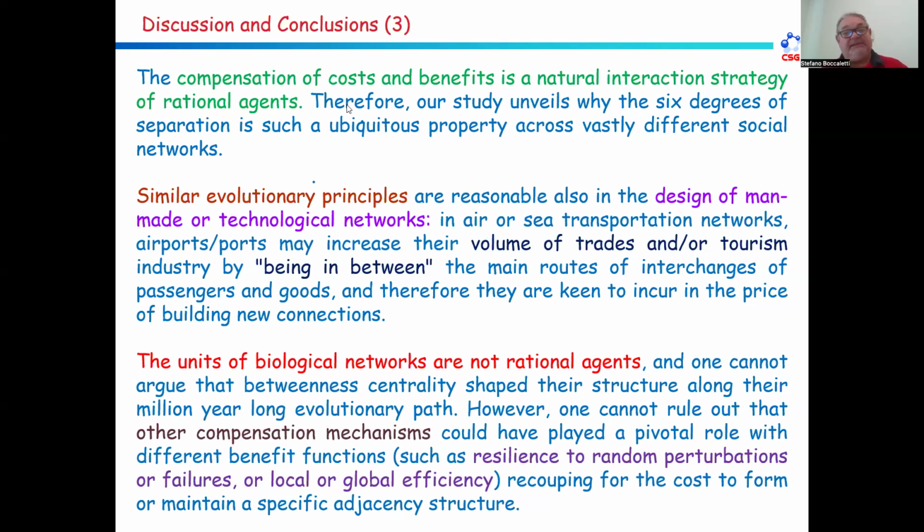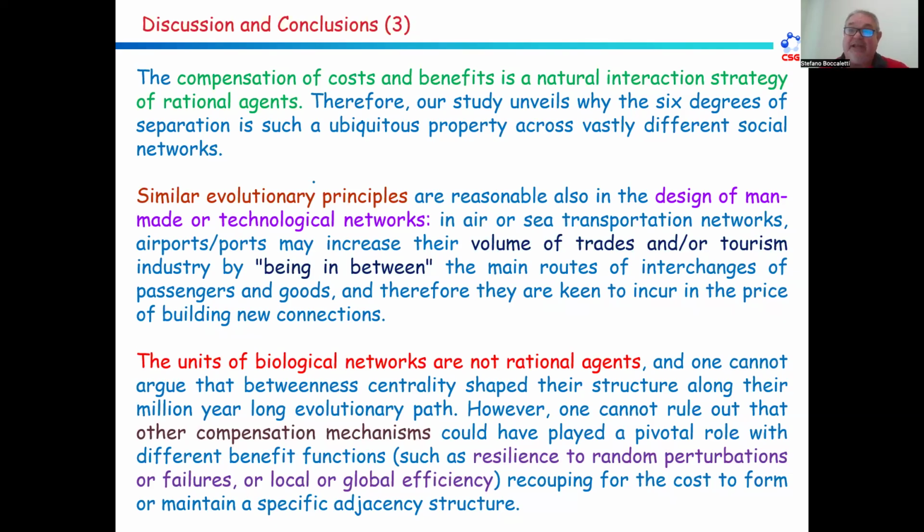But imagine now to use the same principle for design, so for technological networks. You can, for example, consider air or sea transportation networks. So there you have airports and ports, which may increase their volume of trade and or tourism by being in between the main routes of interchange. So therefore, they are keen to incur the price of building new connections. So you have again the same principle of cost and benefits.